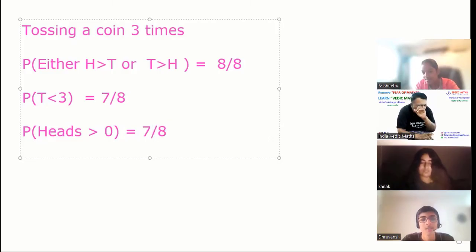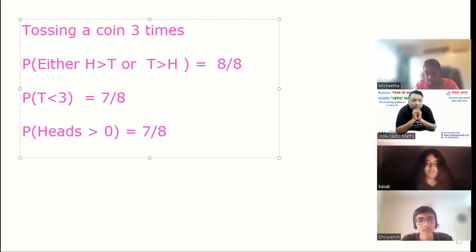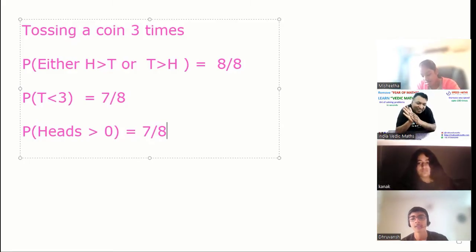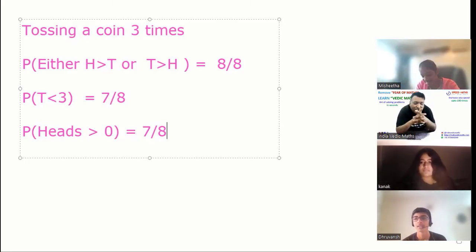Which outcome is not favorable? TTT. TTT is not favorable because there are no heads. So the right answer is 7 by 8. Good, Dhruvansh. Everybody clear what probability is? These are the basics with a lot of examples.